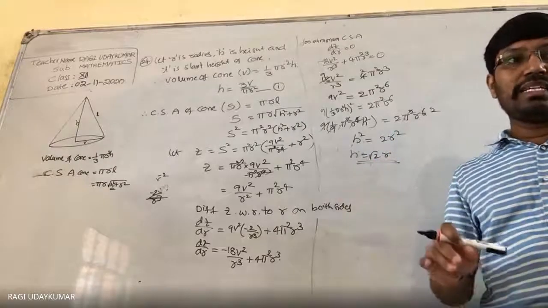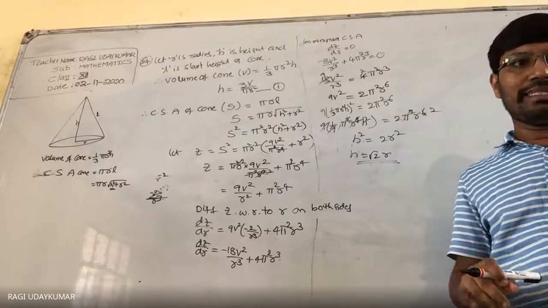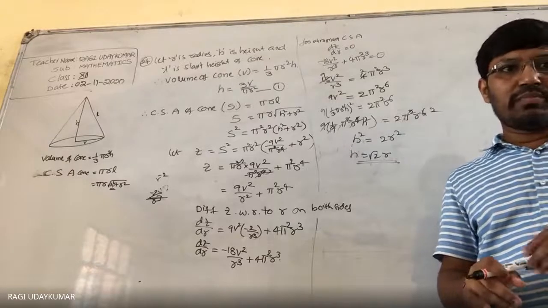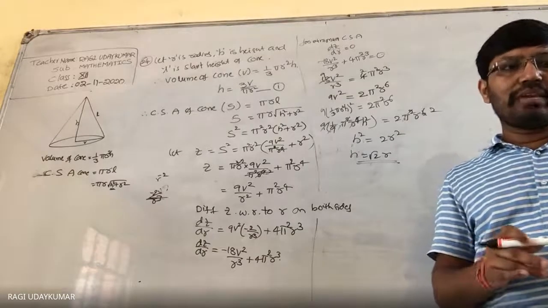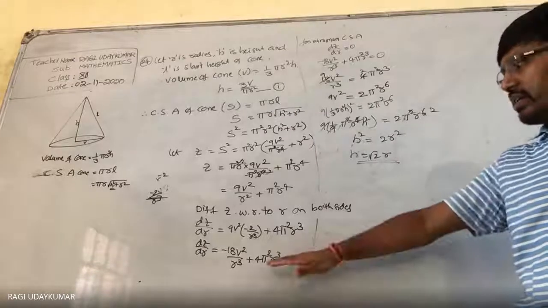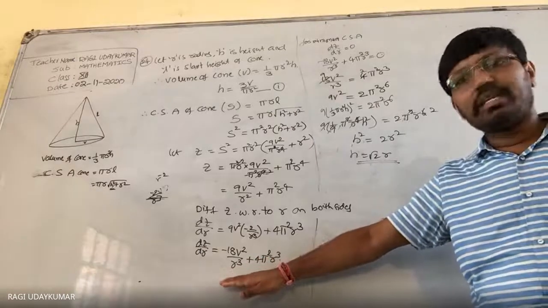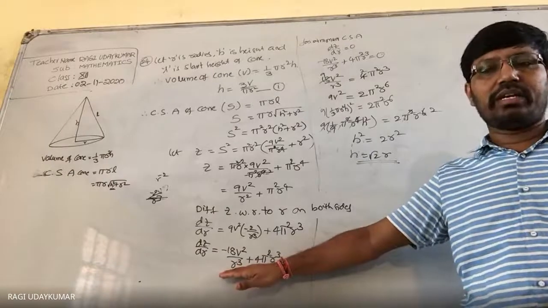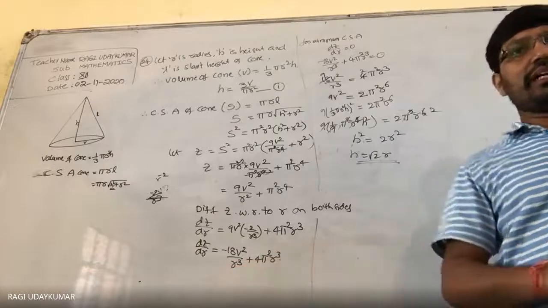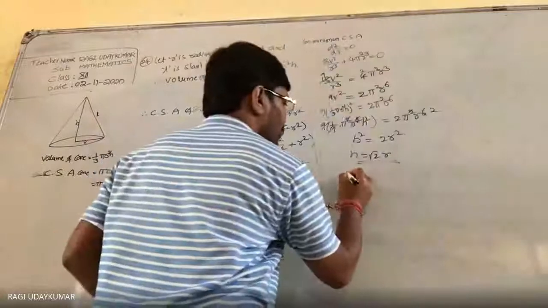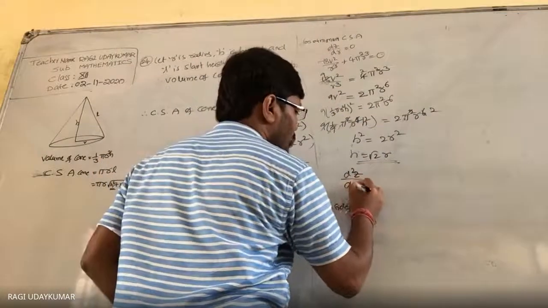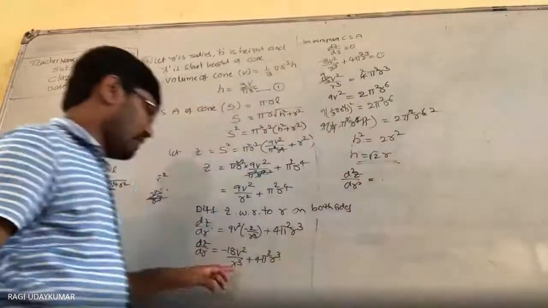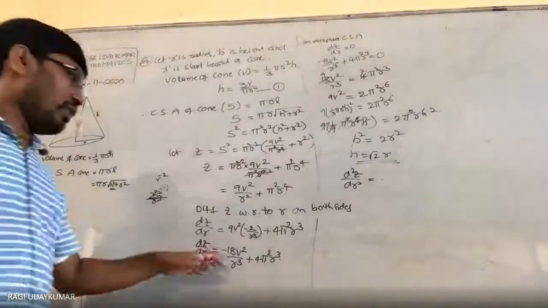But here at this place, d square z by dr square should be greater than 0. So whenever you find d square z by dr square, differentiate this one with respect to r twice, differentiate the second time. Differentiate this second time. So what do you get here? d square z by dr square is equal to what you get? Differentiate this one with respect to r.